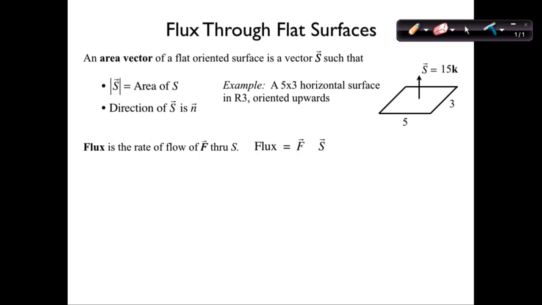So is this going to be F dot S or F cross S? If we want the rate of flow, we want how much of F is in the direction of S, or orthogonal to S? Orthogonal to S is in what direction? Orthogonal to S is parallel to the plane, because S is orthogonal to the plane already. So do we want as much of F in the direction of S or orthogonal to S?